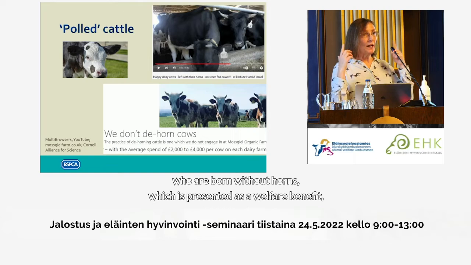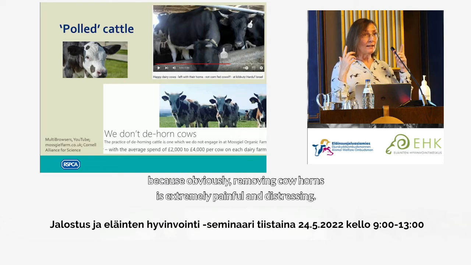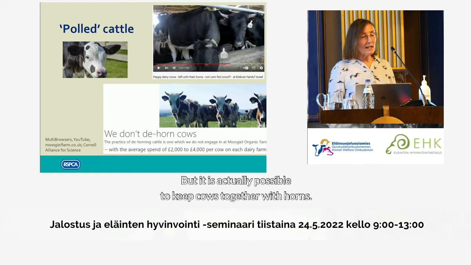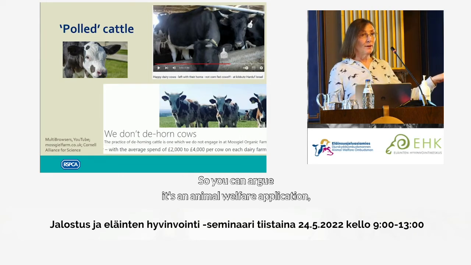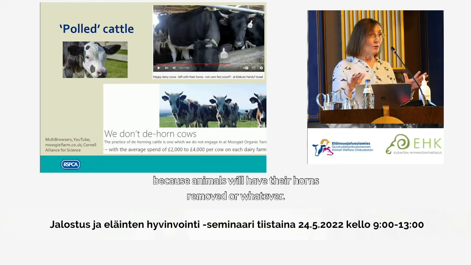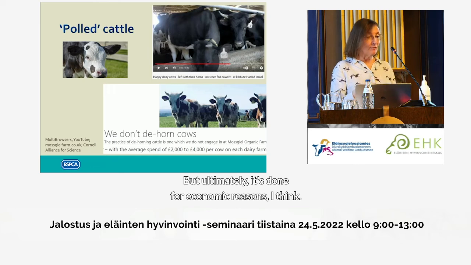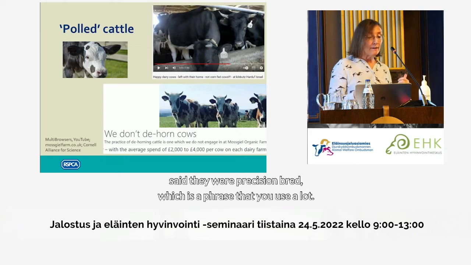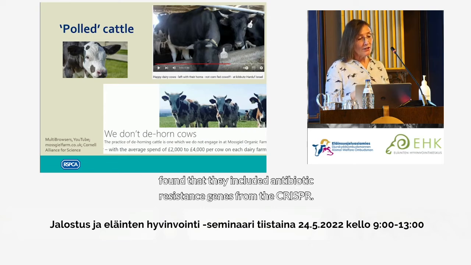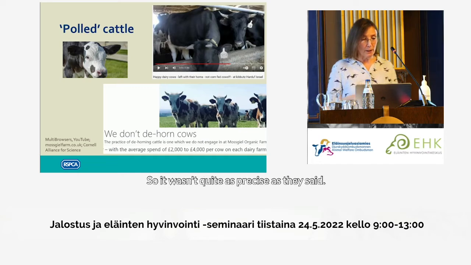So just thinking about the so-called welfare applications, why I call it so-called, there are gene-edited cattle who are born without horns, which is presented as a welfare benefit, because obviously removing cow horns is extremely painful and distressing. But it is actually possible to keep cows together with horns. The thing is, it's expensive. So you can argue it's an animal welfare application because animals will have their horns removed, whatever, but ultimately it's done for economic reasons, I think. Also, the company that produced the polled cattle said they were precision bred, which is a phrase that you use a lot. But the United States Food and Drug Agency found that it included antibiotic resistance genes from the CRISPR, so it wasn't quite as precise as they said.